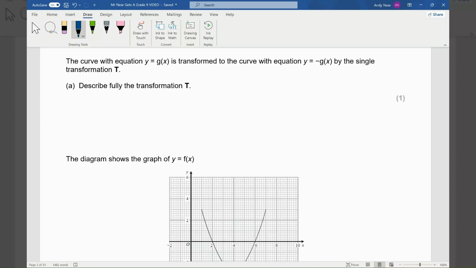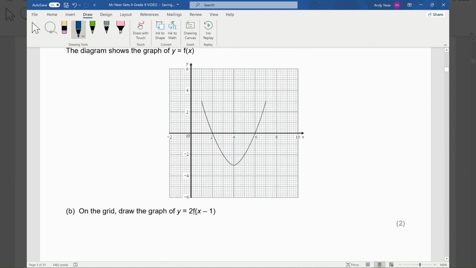So the graph of g of x is transformed to the curve with equation minus g of x. So this minus sign is going to multiply all of the y coordinates by minus 1, which means if they're positive, they'll become negative, and if they're negative, they'll become positive. And so this represents a reflection in the x-axis. And you need to state both reflection and x-axis.